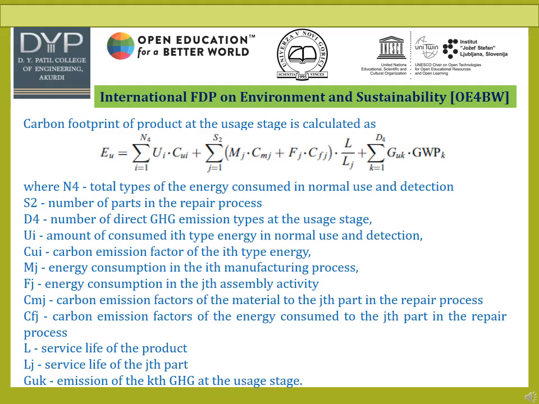Mj represents energy consumption in the jth manufacturing process. Fj represents energy consumption in the jth assembly activity. CMj represents carbon emission factors of the material to the jth part in their process. CFj represents carbon emission factors of the energy consumed to the jth part in their repair process. L represents service life of the product. Lj represents service life of the jth part. GUk represents emission of the kth greenhouse gas at the usage stage.